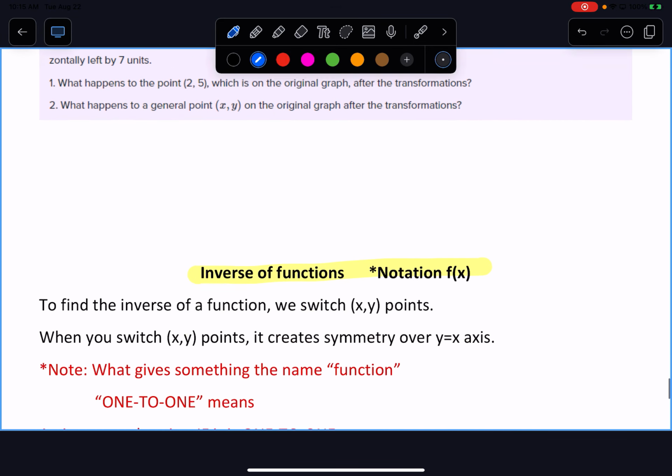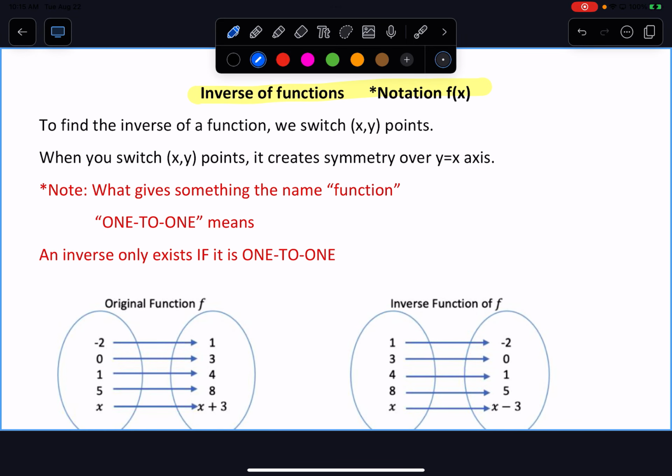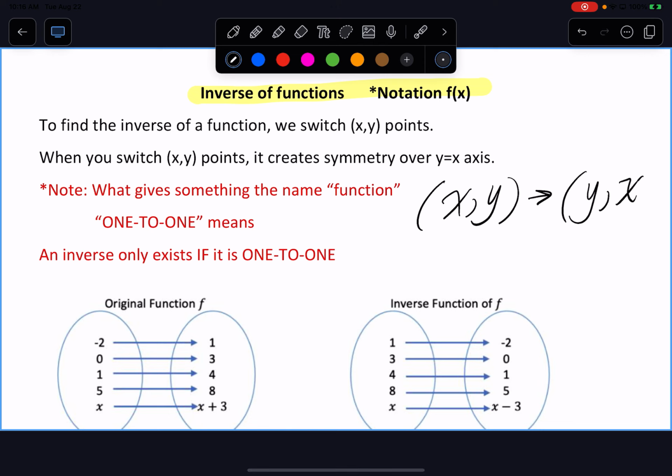All right, awesome. Now let's just review real quick. There's nothing new on inverses. They're just saying, today, remember how we saw symmetry. We know how to find the inverse. If I have an XY point, how do we find the inverse of that point? We switch to YX. Yes, everyone.